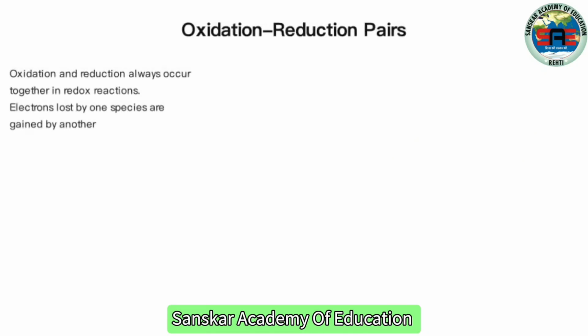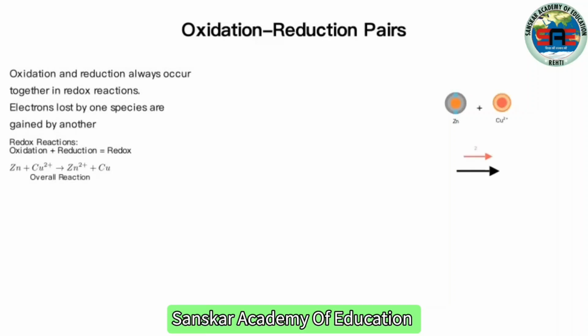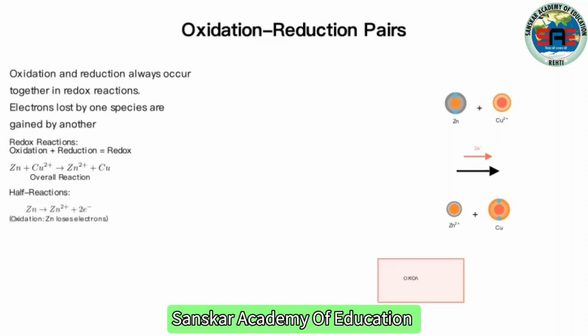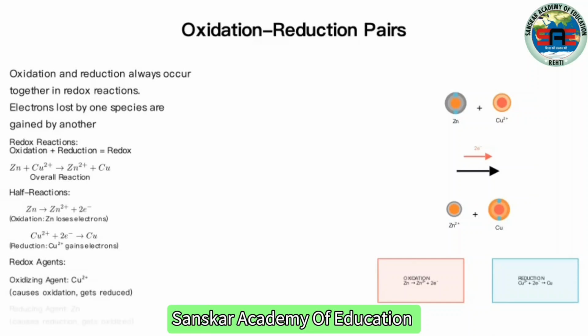Oxidation and reduction reactions always occur together as redox pairs. When one species loses electrons through oxidation, another species must gain those electrons through reduction. Consider the reaction between zinc and copper ions. Zinc loses 2 electrons to form zinc ions, while copper ions gain those same 2 electrons to form copper metal. We can break this into half reactions. The oxidation half reaction shows zinc losing electrons, and the reduction half reaction shows copper ions gaining electrons.